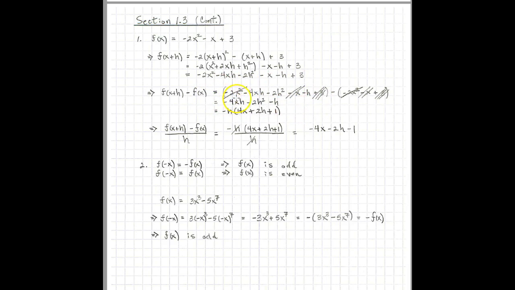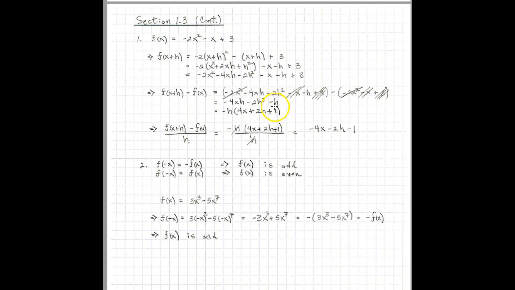Then if I take that quantity f of x plus h and subtract f of x, basically all the terms in f of x will cancel with terms that you got from f of x plus h. So the minus 2x squared cancels with minus a minus 2x squared. The minus x cancels with minus a minus x. And the 3 cancels with minus 3. So those all cancel. So what do I have left? I have the minus 4xh and the minus 2h squared from f of x plus h, and I have the minus h as well. So just the terms that are left in f of x plus h is all I have left.